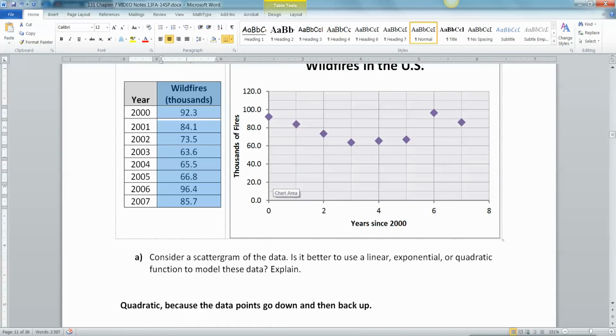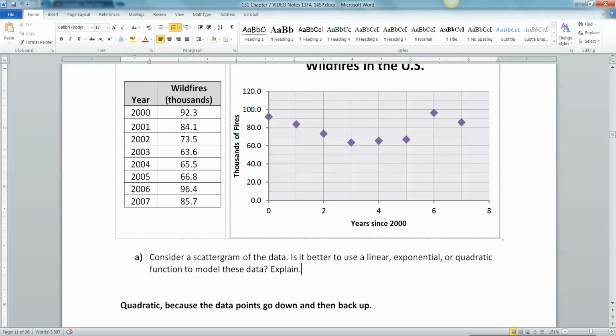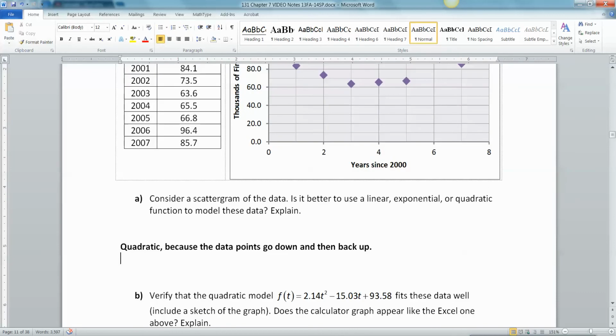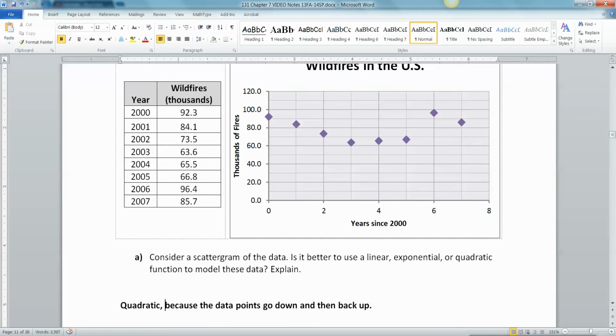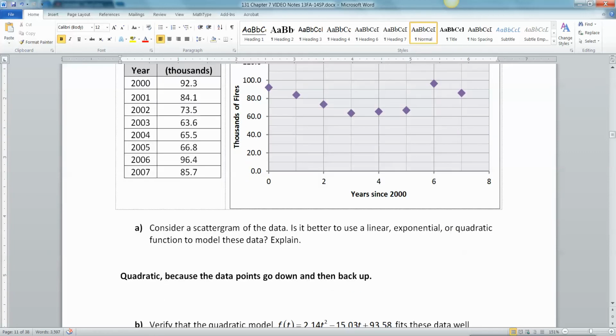All right, so we're going to consider the scattergram. Is it better to use a linear, exponential, or quadratic function to model these data? Also something you'll have to do for your project. And rather obviously a quadratic is best because the points go back down and then back up. And the only graph that does that for us, that makes that kind of arch, is a quadratic graph. So the points go down and back up. Or if they went up and back down, if they made like a U shape or a hill shape.